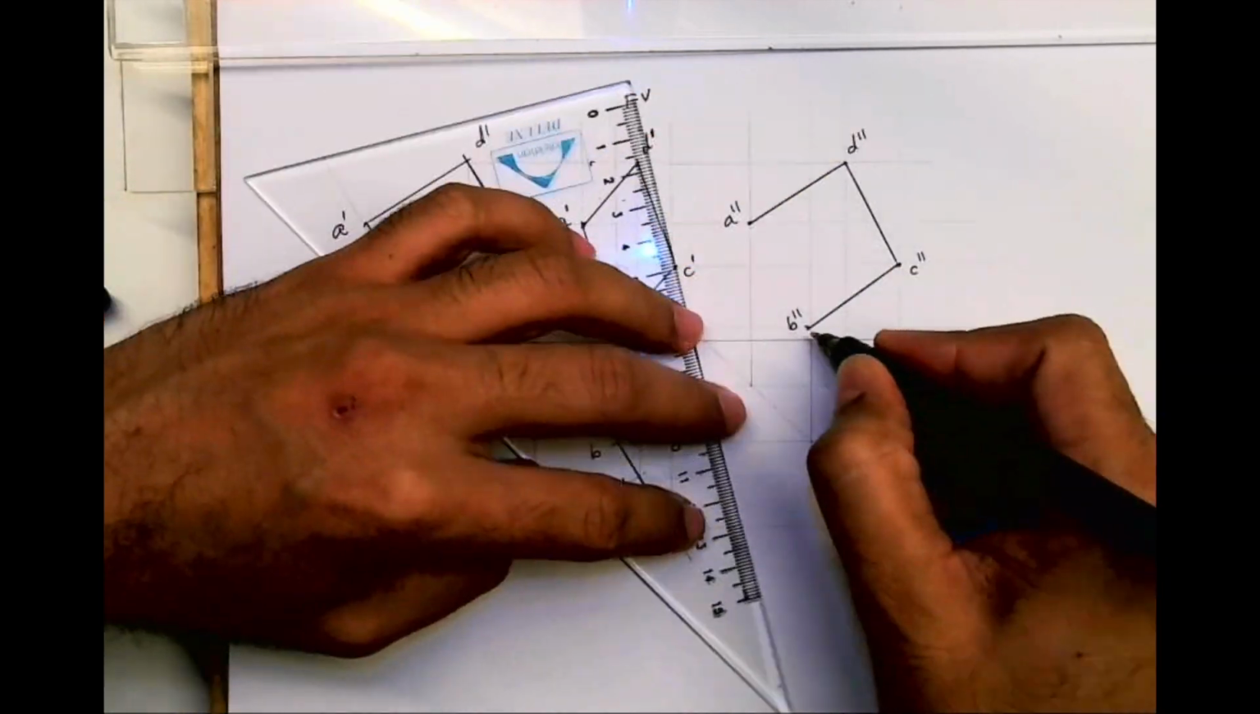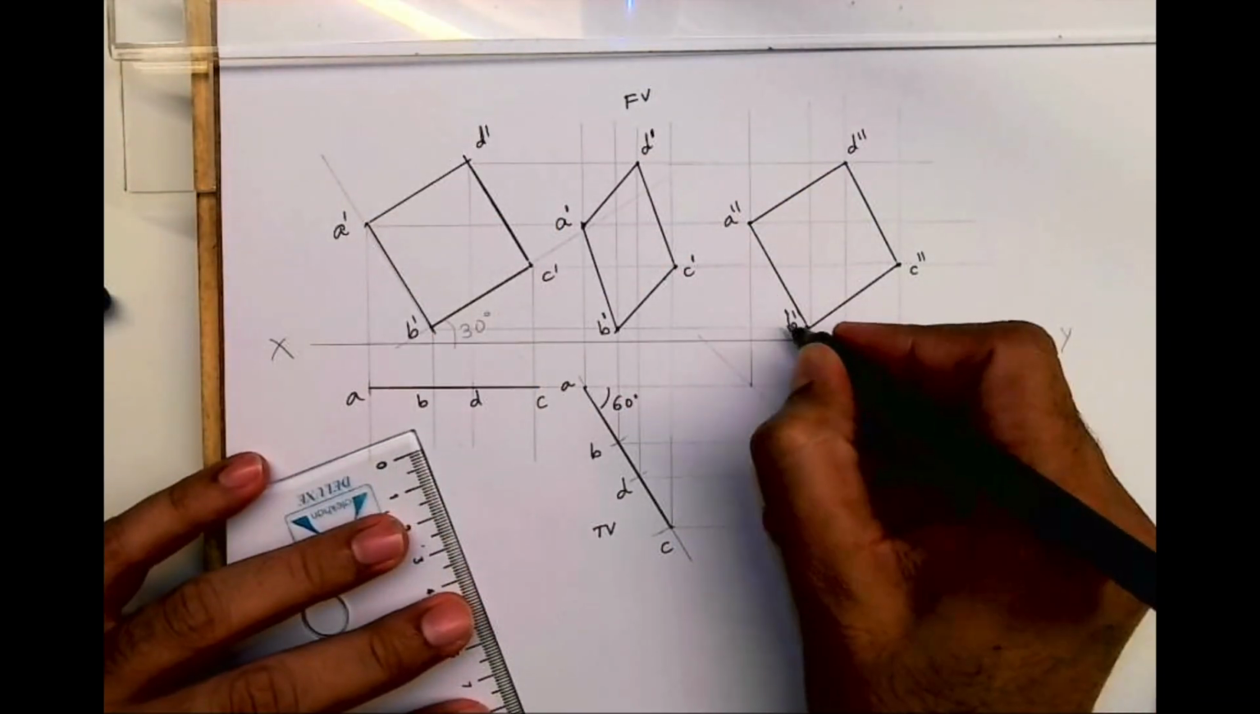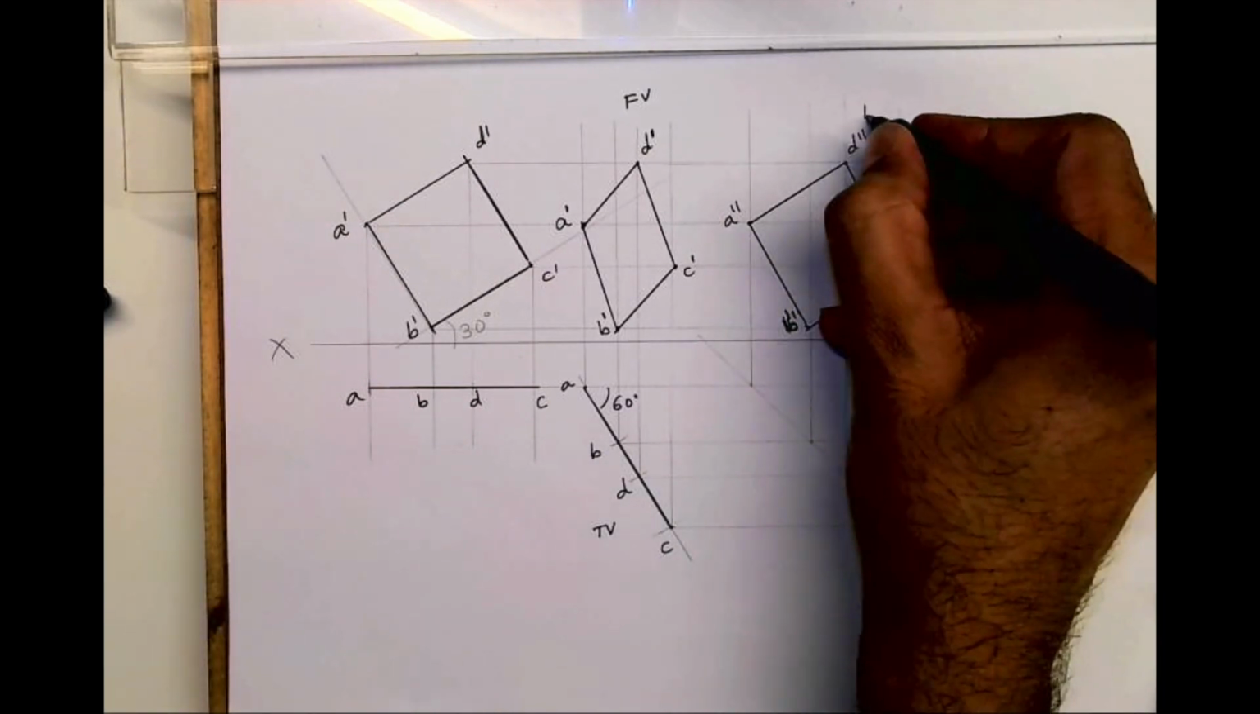So I hope everyone understood this, how to draw the front view, top view, side view of this square plane.